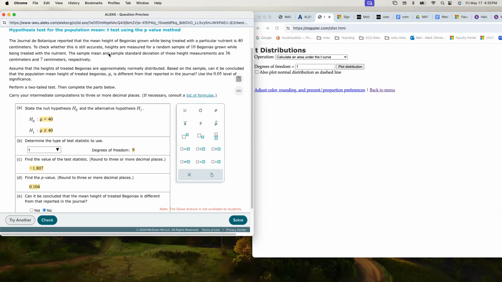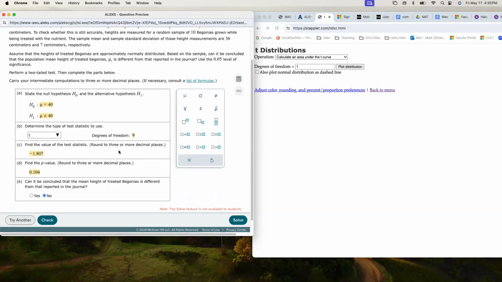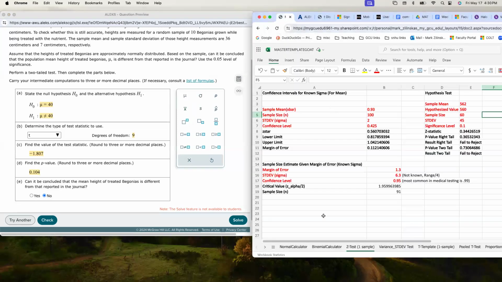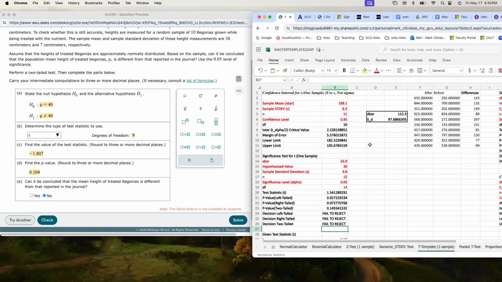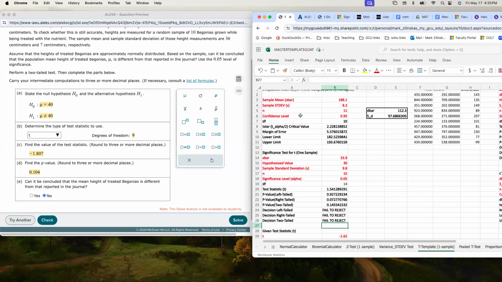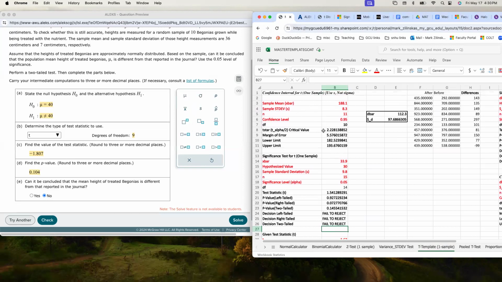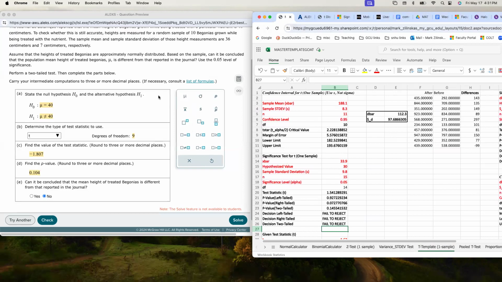And so, looking at all the other given information, the idea is, okay, where does all this other stuff come from to run this t-test? Well, we're going to go back to your master sheet here, and we're going to look at the t-template for one sample, okay? We already used the confidence interval in week 4. And so now we're going to do the significance test or hypothesis test. Those are interchangeable terms, and just enter in, again, the red numbers as always.